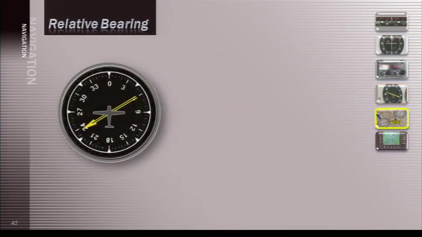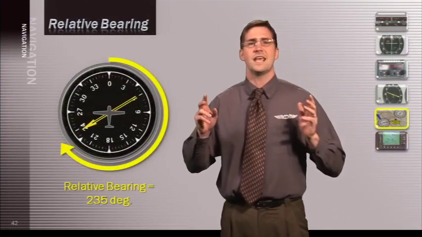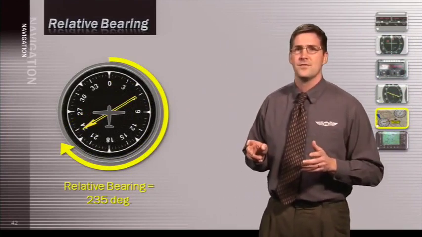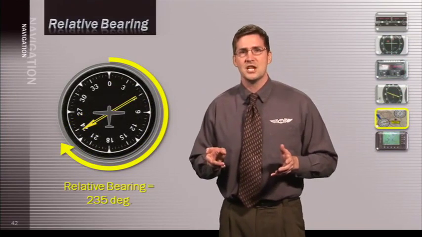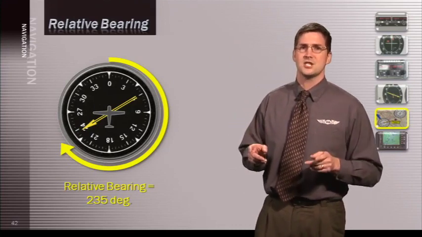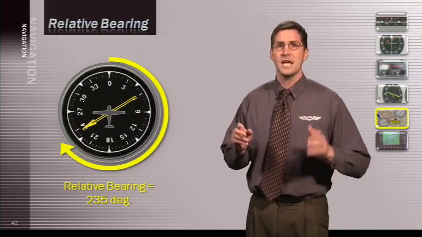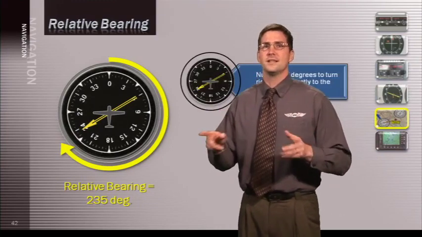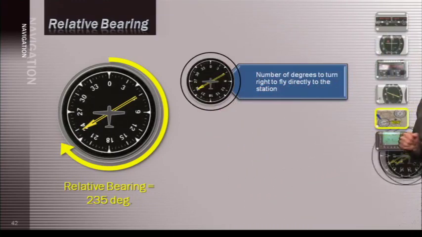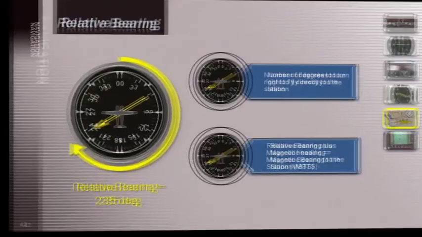Relative bearing is the number of degrees a pilot has to turn the airplane to the right to fly directly to the station when using a fixed card ADF. There is a simple calculation using the relative bearing to help you determine the magnetic bearing to the station, which is the magnetic course to fly direct to the station. Here is the formula. Relative bearing plus the magnetic heading of your aircraft equals the magnetic bearing to the station.